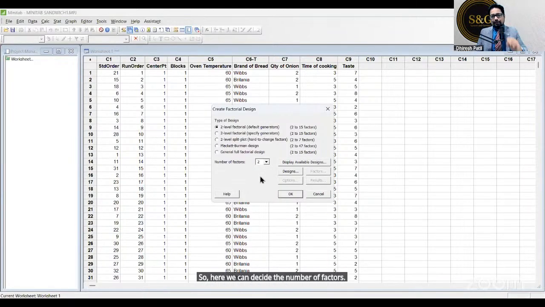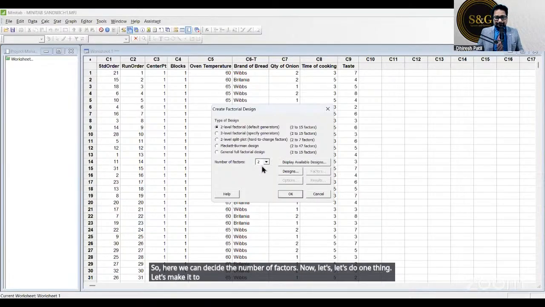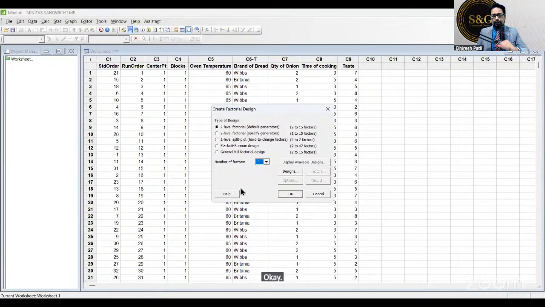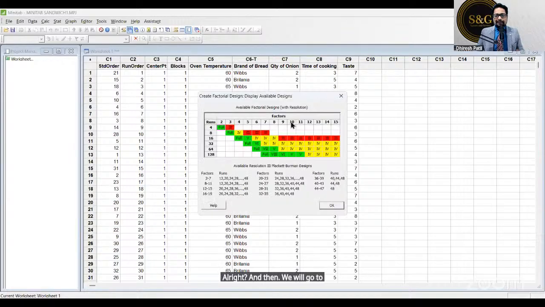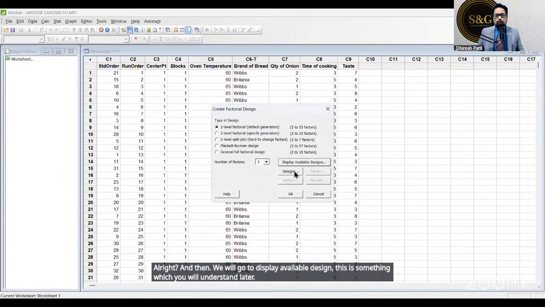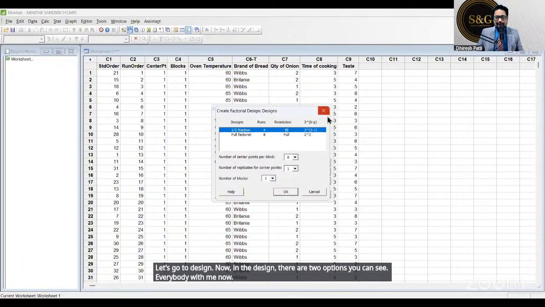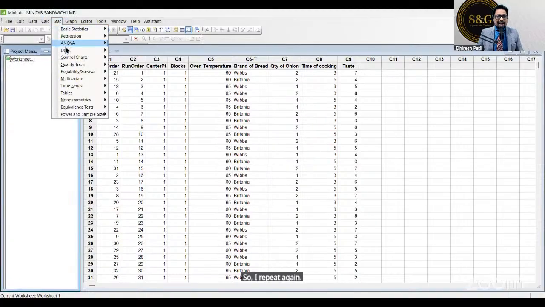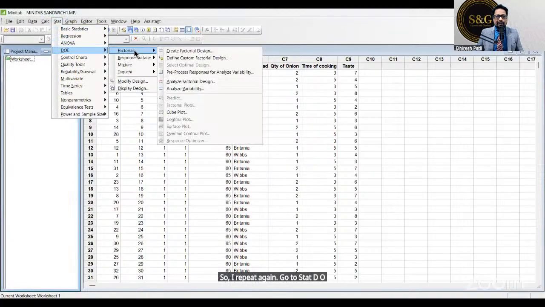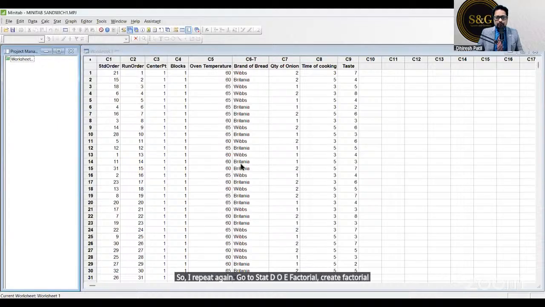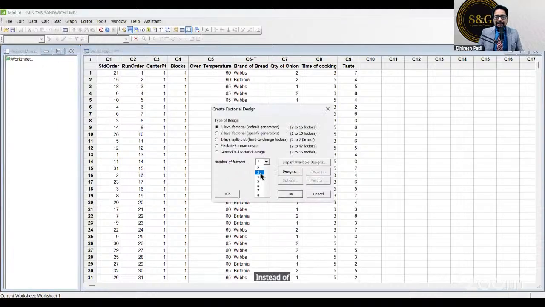Now let's do one thing. Let's make it 3 factors. And then we will go to display available design. This is something which you will understand later. Let's go to design. Everybody with me now? So I repeat again. Go to Stat, DOE, Factorial, Create Factorial Design. Instead of 2 factors, let's design a 3 factor design.